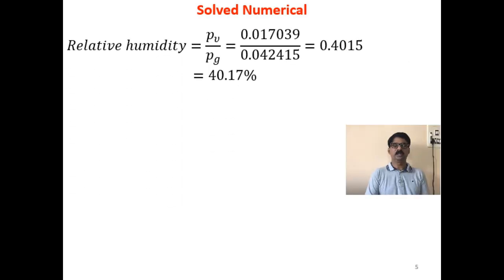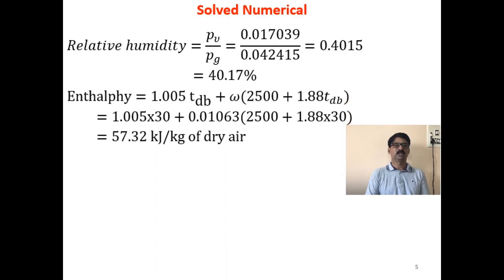Now relative humidity, as you know, it is PV by PG. So if you substitute, you will get it as 0.4015 or 40.17%. So enthalpy, you have the formula 1.005 into dry bulb temperature plus omega into 2500 plus 1.88 into dry bulb temperature. So if you substitute dry bulb temperature as 30 degrees Celsius, omega as 0.01063 and again dry bulb temperature as 30, the enthalpy you will get is 57.32 kilojoules per kg of dry air.